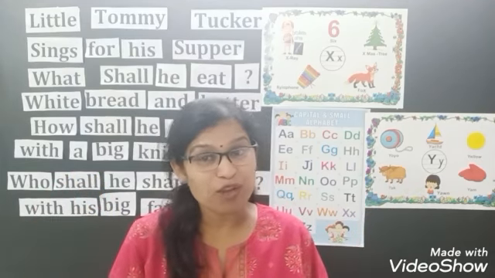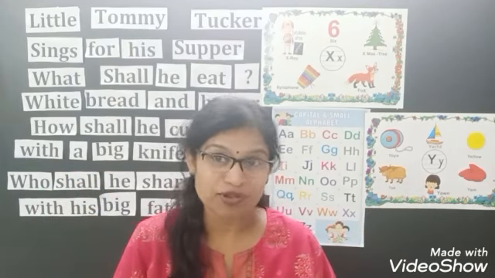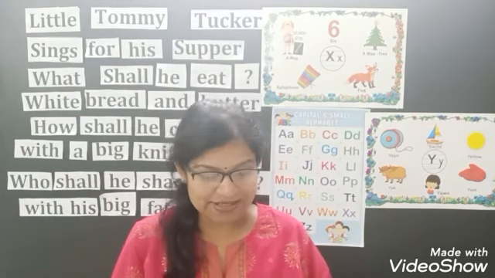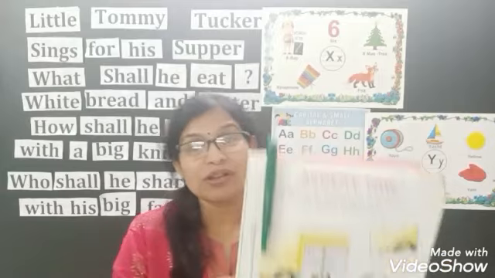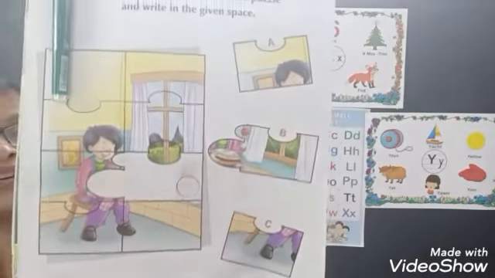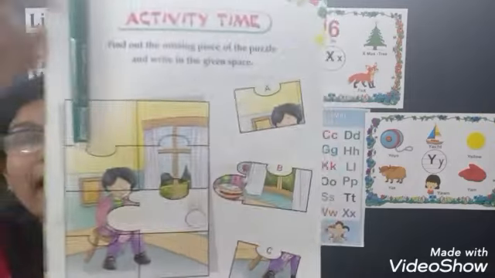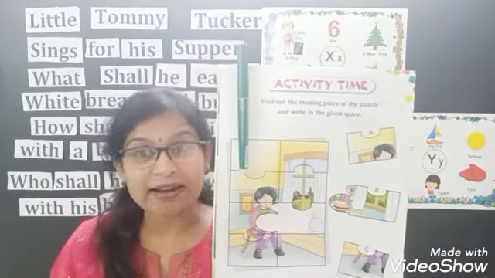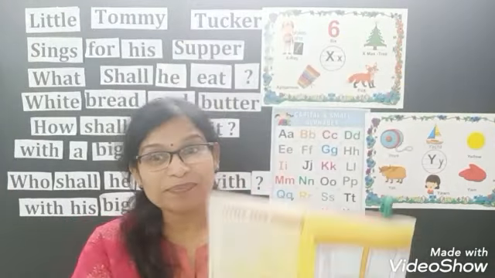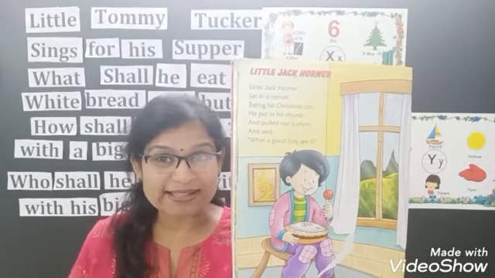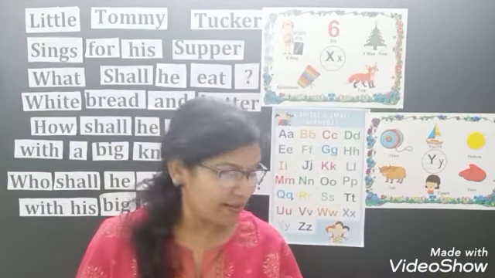Yes, you all should learn this rhyme today. Now, we are going to do one activity on page number 9, children. Okay, this is your page number 9 and this is the activity attached to the rhyme Little Jack Horner. Before doing the activity, let's revise the rhyme once. Okay.